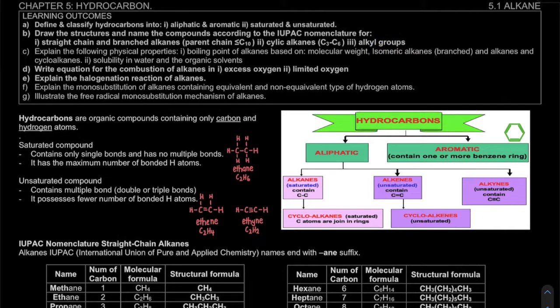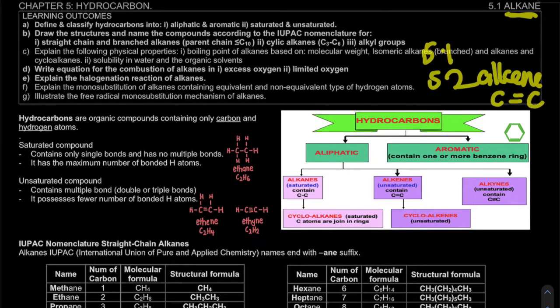Okay, so what is meant by hydrocarbon? The name of our topic itself. Hydrocarbons are organic compounds which contain only carbon and hydrogen. So hydro is originally from our hydrogen, and carbon is from our carbon. For the hydrocarbon, we're going to learn 5.1 alkane and 5.2 alkene. Alkene is where we have our carbon-carbon double bond.